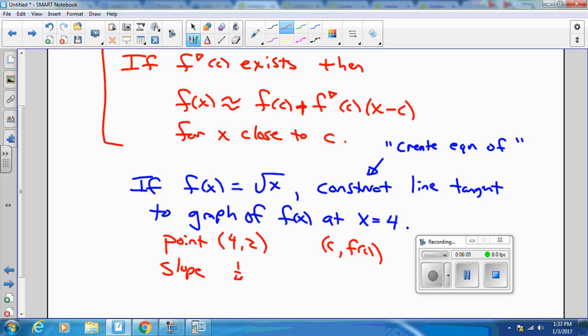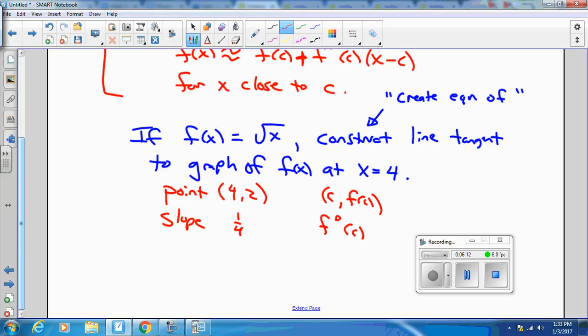And the slope that we're talking about is 1/4, that is f prime of c. Notice that the slope is not 1/2 root x. It is 1/2 root 4, right? Because we're talking about f prime of c, not f prime of x.